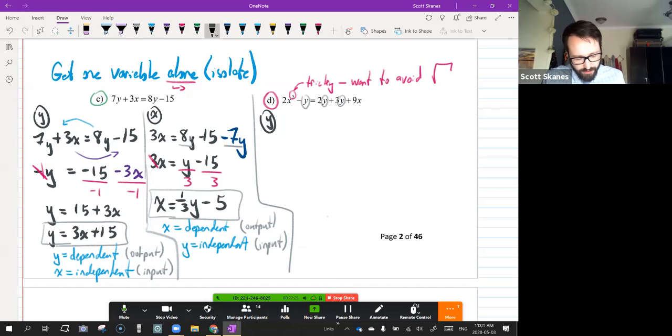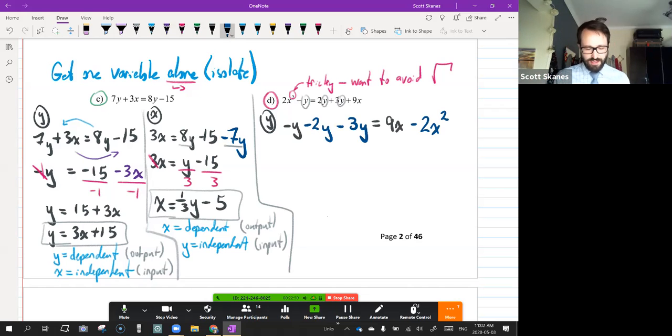Let's see, I'm going to keep my y's on the left side. You can choose to put them on the right. It doesn't make a difference. So negative y is already there, but I'm going to bring over the 2y, and I'm going to bring over the 3y. Now that's everything. 9y is already on the right side, but I need to bring over the 2x squared. And now I'm almost done, actually. There's not a lot left to do.